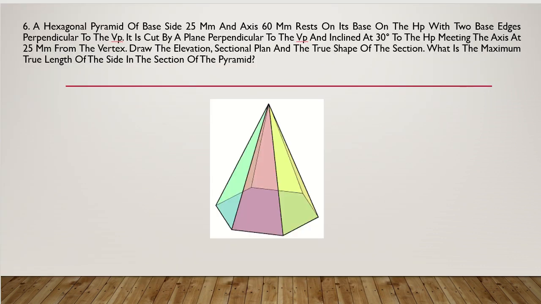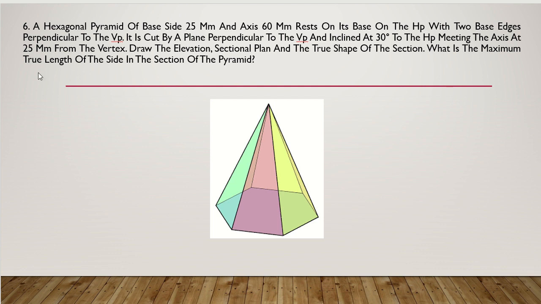A hexagonal pyramid of base side 25 mm and axis 60 mm rests on its base on HP with two base edges perpendicular to VP. It is cut by a plane perpendicular to VP and inclined at 30 degrees to HP, meeting the axis at 25 mm from the vertex. Draw the elevation, sectional plan and true shape of the section. What is the maximum true length of the side in the section of the pyramid?